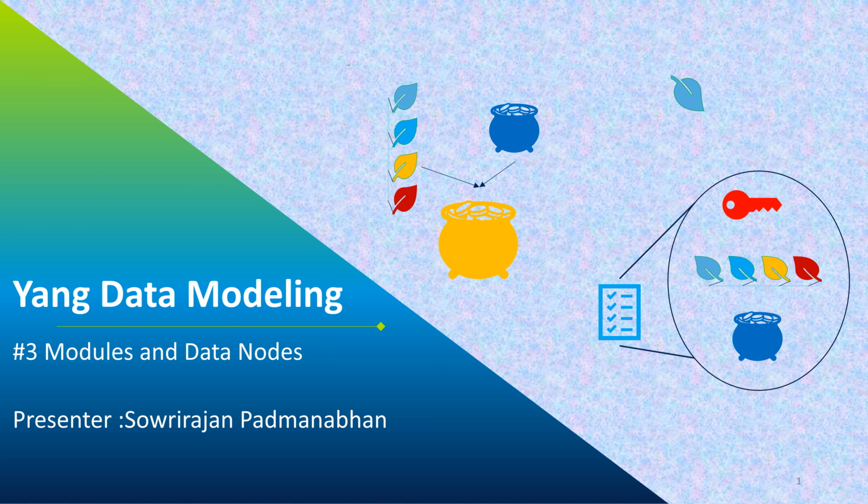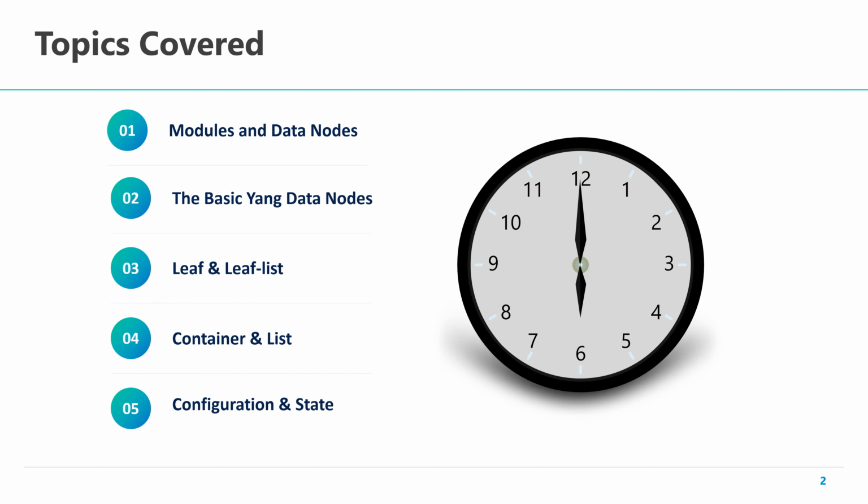In this video, we are going to cover the modules and data nodes topic in Yang. I will begin by describing the structure of modules and data nodes in Yang. I will then move on to describing the different types of data nodes that are available. This will be followed by a real example of each type of these data nodes. The session will conclude by describing a property of these data nodes, namely configuration and state.